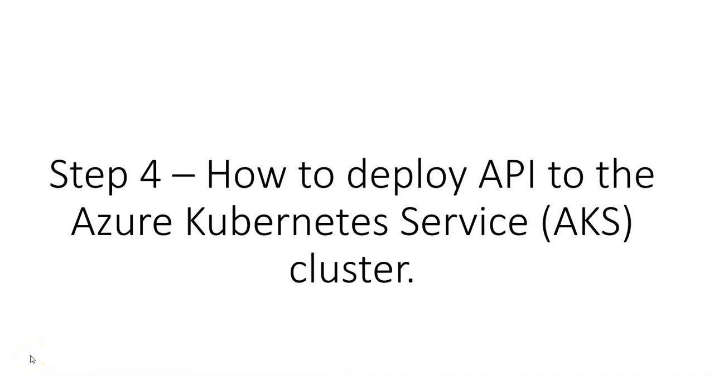Hi, my name is Ashish, and in this video, we will see how to deploy the API to the Azure Kubernetes Service cluster. So this is step four. In step three, I was able to configure the Helm stable repository using the Helm chart to deploy MongoDB to the AKS cluster. In this, we will deploy the API to the AKS cluster.